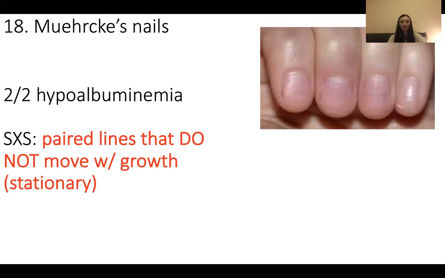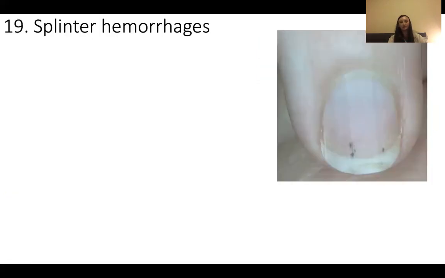Muehrcke's nails are going to be due to hypoalbuminemia, and it has these paired lines that don't move with growth, and they're going to be stationary. So if this isn't growing, know that it can be associated with hypoalbumin levels.